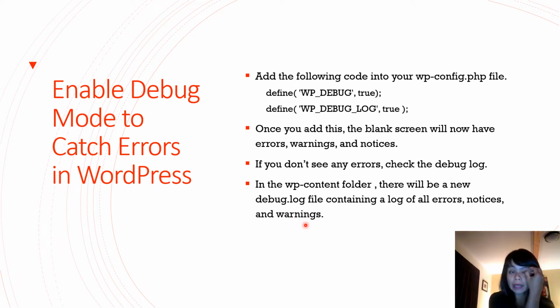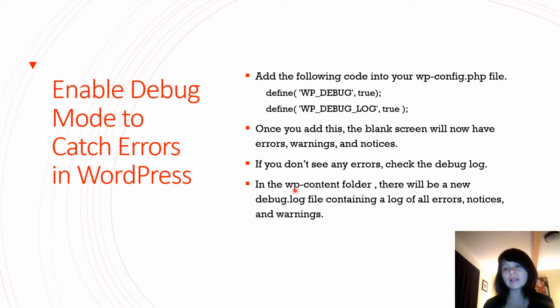You can enable debug mode to catch errors in WordPress. You can add the following code in your WordPress config file. Once you do this, the blank screen will now have errors, warnings, and notices. So at least you know what's happening. If you don't see any errors, check the debug log.